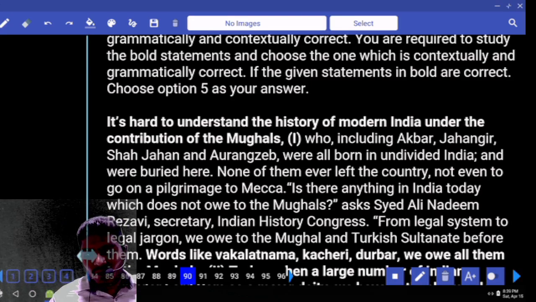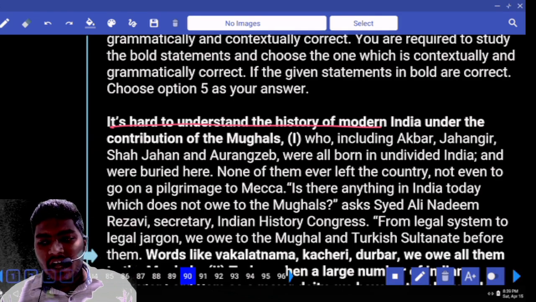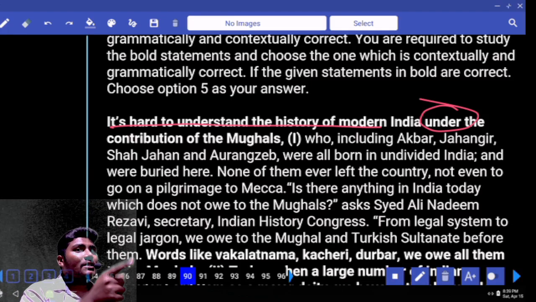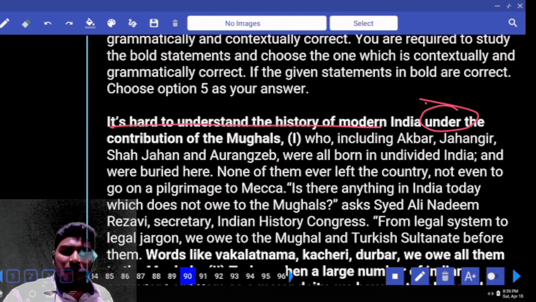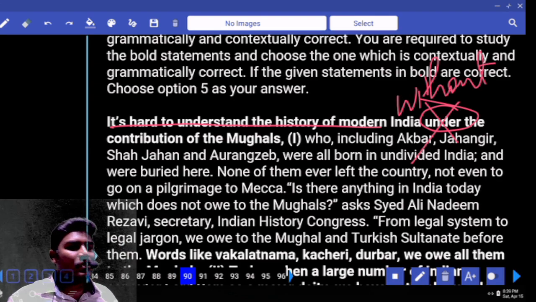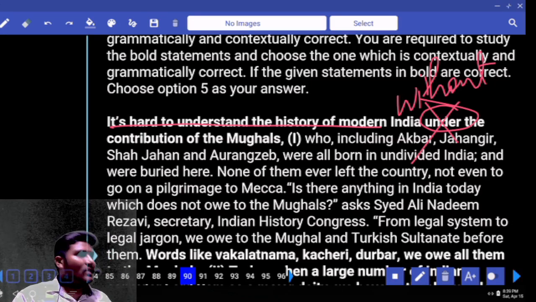Now tell me your answer. What is the answer? It is hard to understand the history of modern India under the contribution of Mughals. What must be there? That is your answer. It is not under. It is without the contribution of Mughals, you cannot frame Indian history. That is a prepositional error. How many of you got this answer?